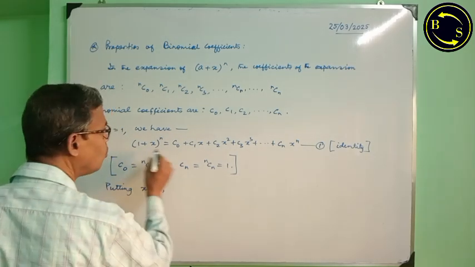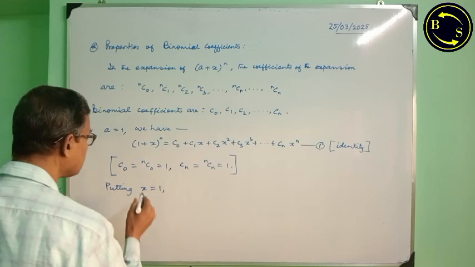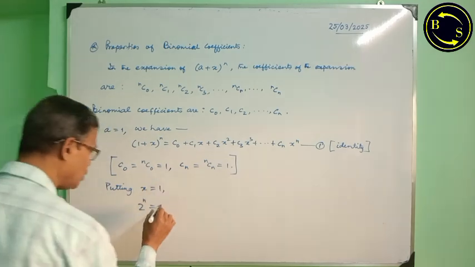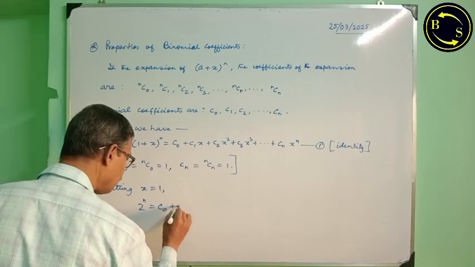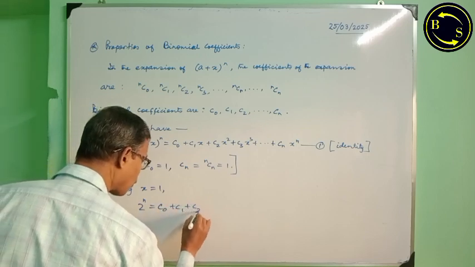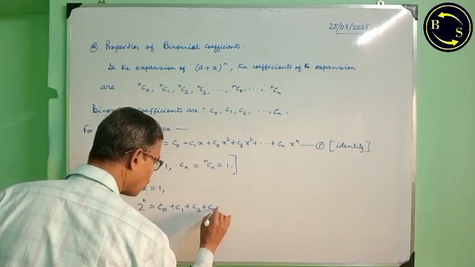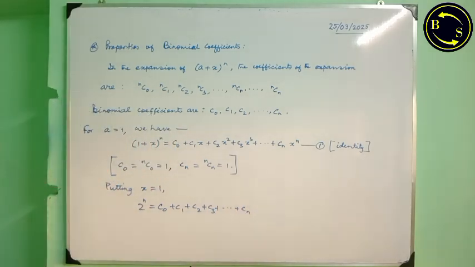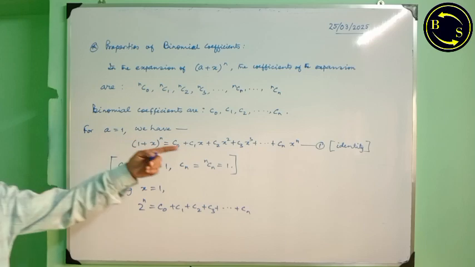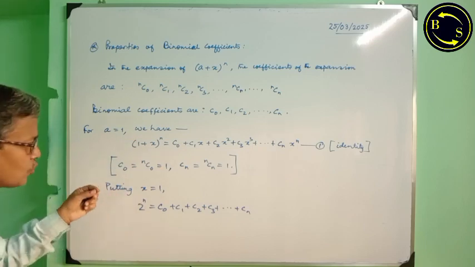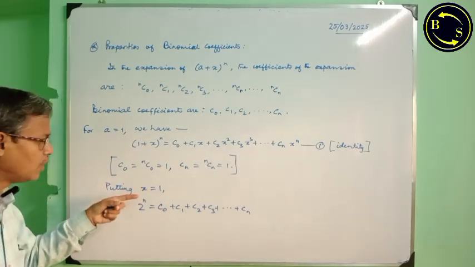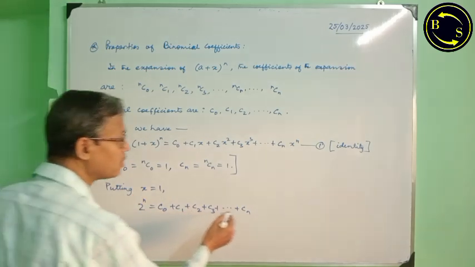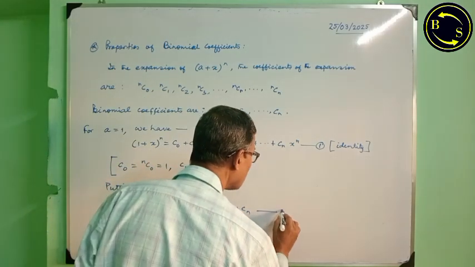Putting x equal to 1, what we get on the left side will be 2 to the power n, and on the right side it will be the sum of the coefficients. As it is an identity, we can put any suitable real value for x, here x equal to 1. Thus putting x equal to 1, we get this one. I call it 2.